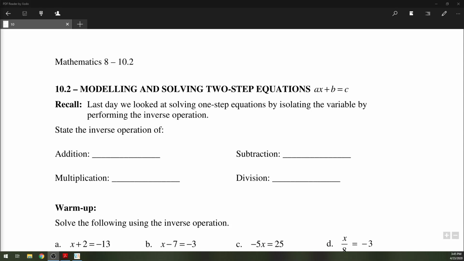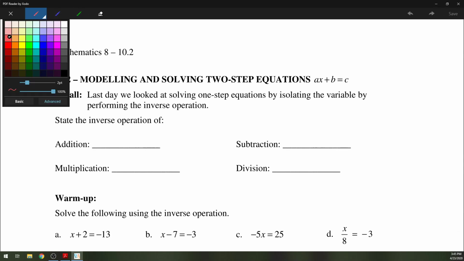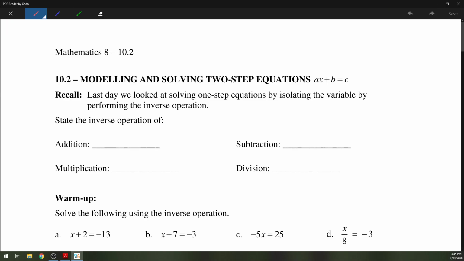Hello everyone. So today we're going to go over section 10.2, modeling and solving two-step equations of the form ax plus b equals c. So to begin, we will review the inverse operations. The inverse operation of addition is to subtract, and the inverse operation of subtraction is then to add. For multiplication, the inverse operation is to divide. And finally, the inverse operation of division is to multiply.